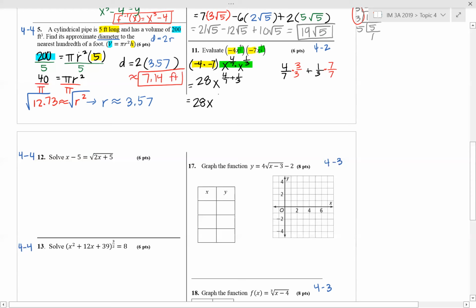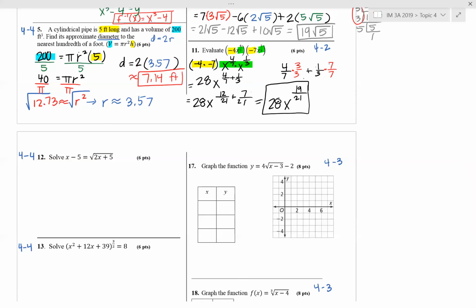So what I have is 28x, and 4 times 3 is 12, over 7 times 3 is 21, plus 1 times 7 is 7, over 7 times 3 is 21. And so that means that 28x is equal to 28x to the 12 plus 7, so 19, over 21 power. Remember that if that numerator was larger than 21, I would have to simplify it and look at it in terms of a radical, but since it's lower, I can just leave that as the answer.